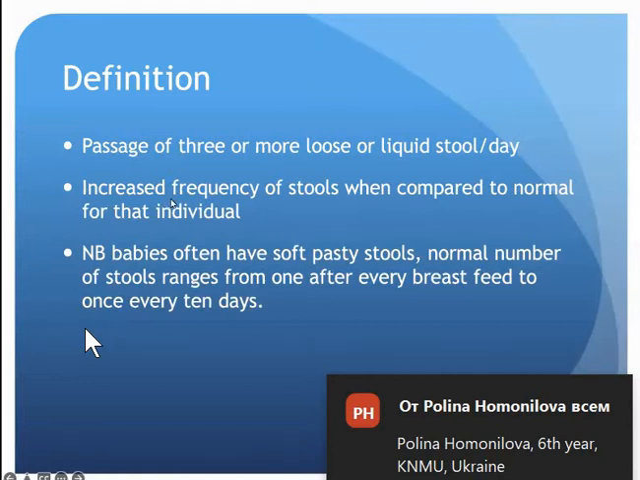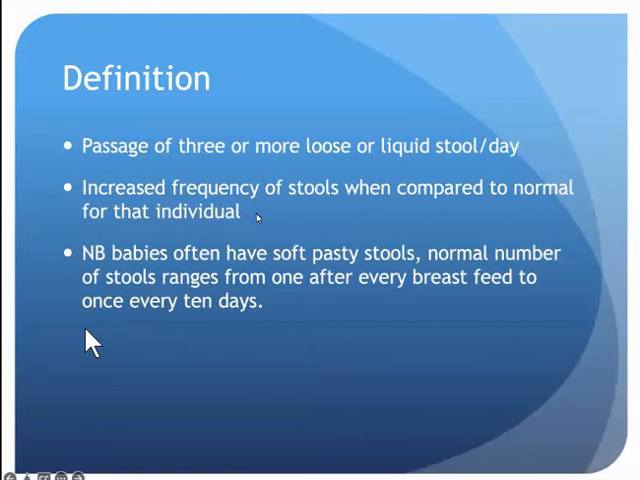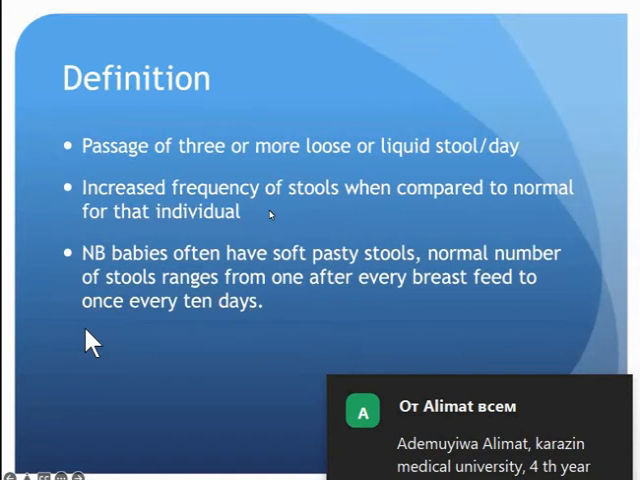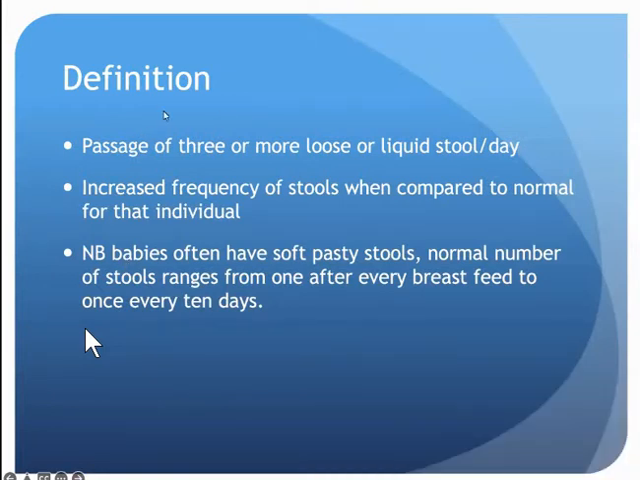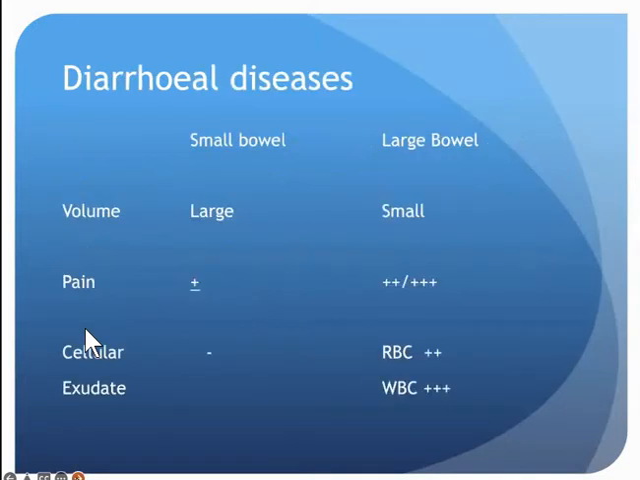The way you do this is to look at the frequency of stools compared to what is normal for that child. Babies who are breastfed can have anything from 1 stool every 10 days to 1 after every feed, so it becomes quite difficult to differentiate. But if you ask the parent or the caregiver, they can be very clear about what is normal for that child, and then you can assess whether this is a deviation from that. But in general, in older children, 3 or more loose or liquid stools a day is a good benchmark.